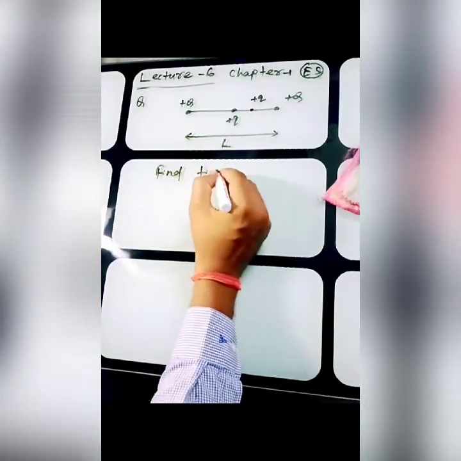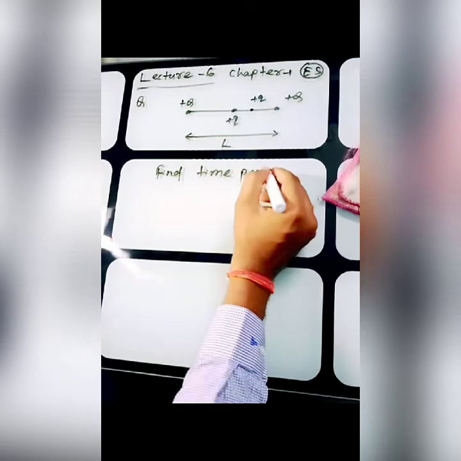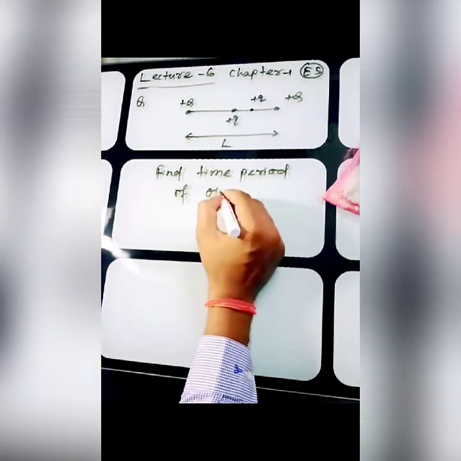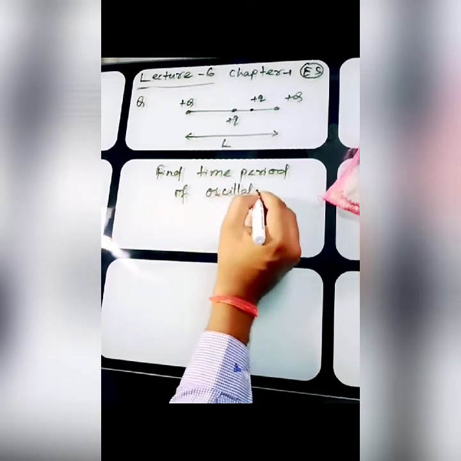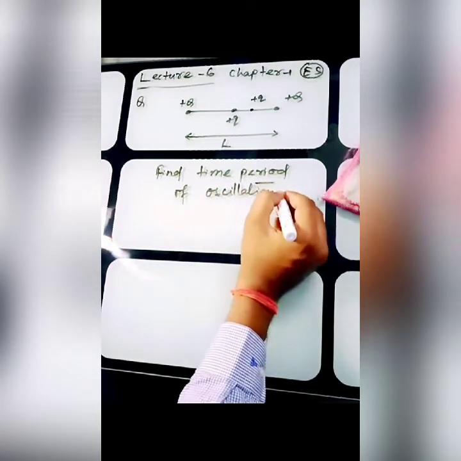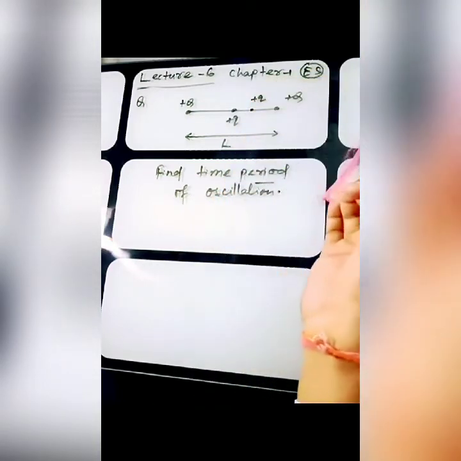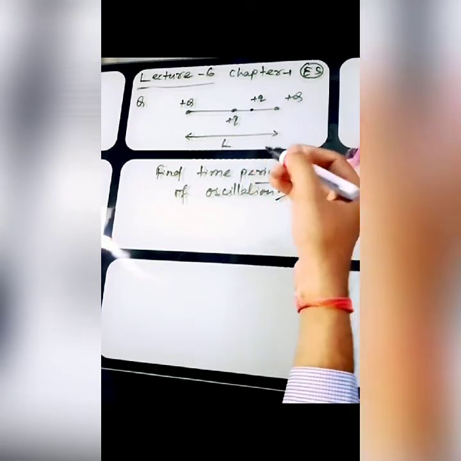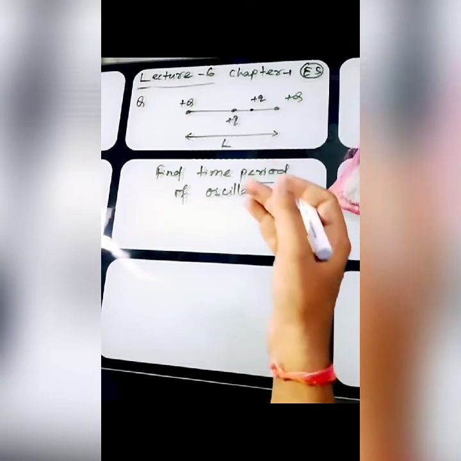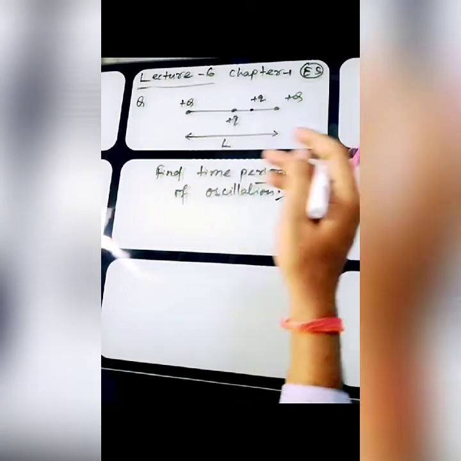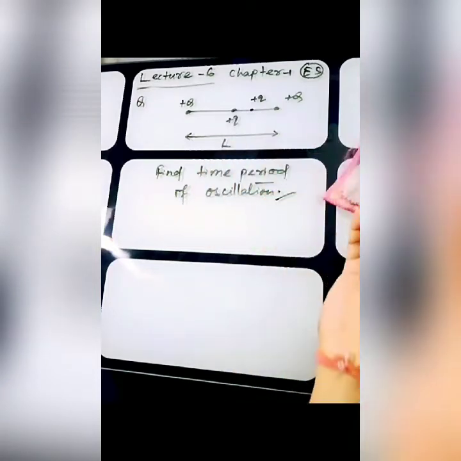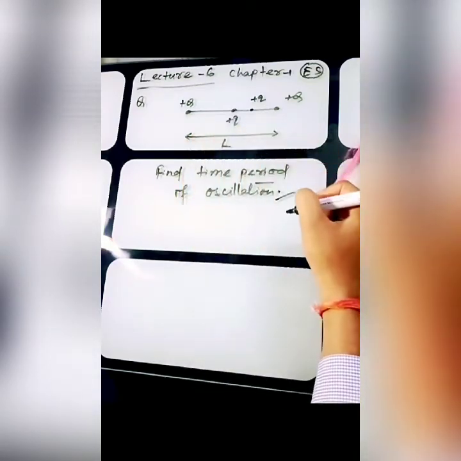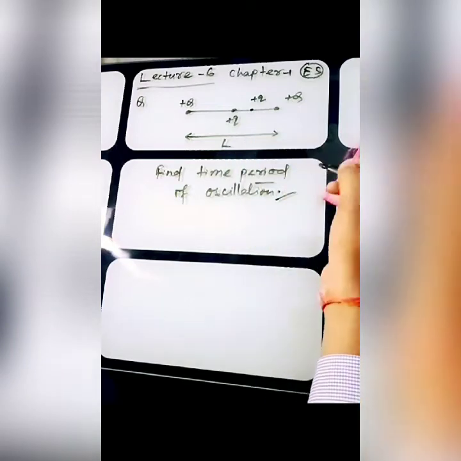Find the time period of oscillation. You may be asked to find the frequency also, but this time you have to find the time period. If you have the time period, then by reciprocating you can find the frequency also. So this time you have been asked to find the time period. How will you find the time period?